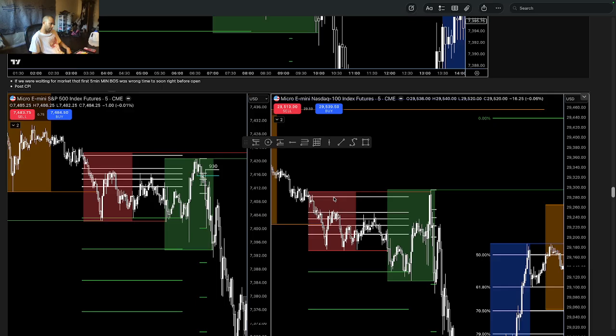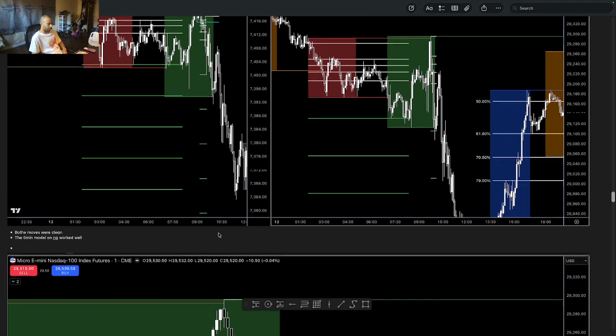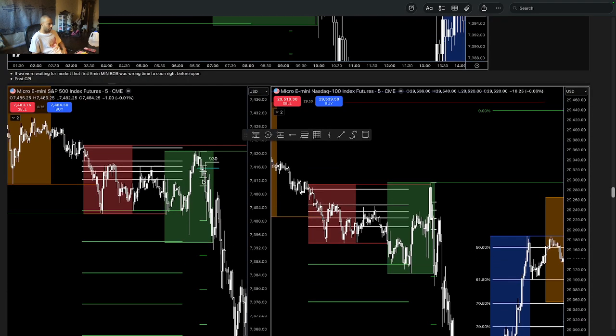See how New York's taking out the London high, so we would take the short in ES. Either way, we would have got 1, 2, 3 solid entries on this short. But just notice how this is all the consolidation. It runs out of the consolidation a little bit. Boom, 9:30's right here, and then it just breaks structure.